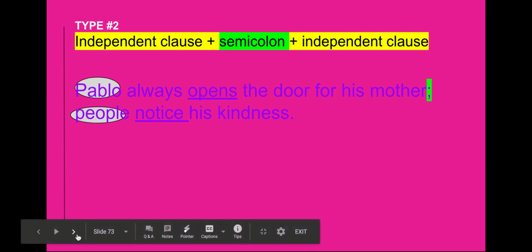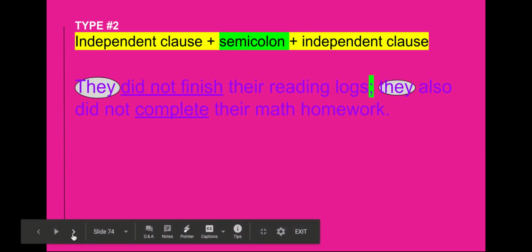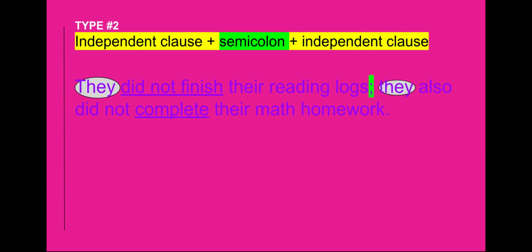Okay, let's look at another example. They did not finish their reading logs; they also did not complete their math homework. So we're talking about the same people and what they did not do. So this is, again, similar in topic, which is why we are combining these sentences together.